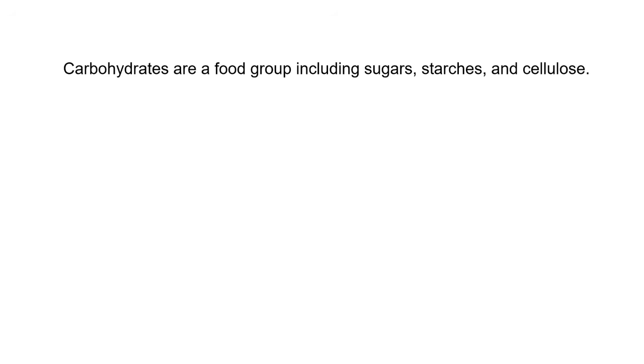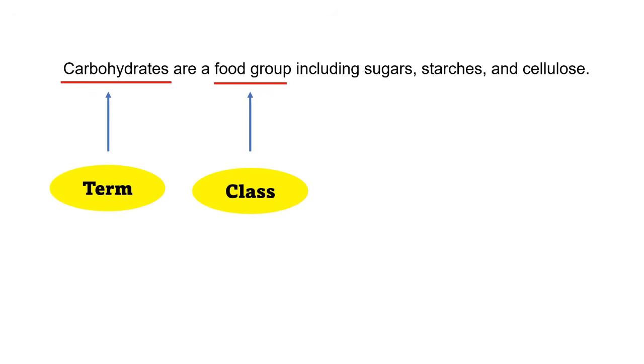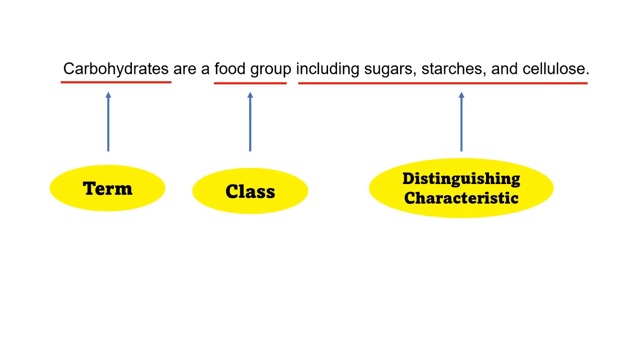Carbohydrates are a food group including sugars, starches, and cellulose. Carbohydrates is the term. Food group is the class. And this part is the distinguishing characteristic. Tandaan nyo ang mga parts na ito ha, dahil kasama pa rin ito sa tatalakayin natin ngayon.